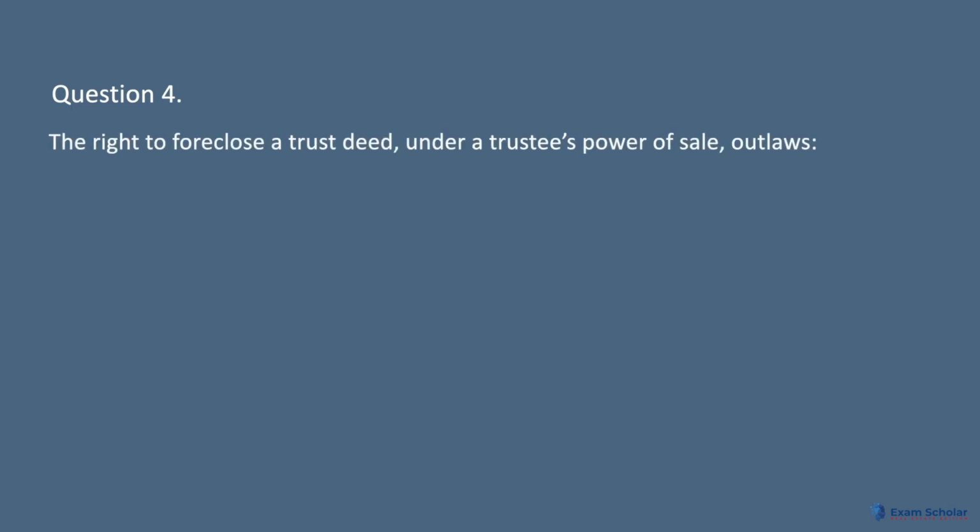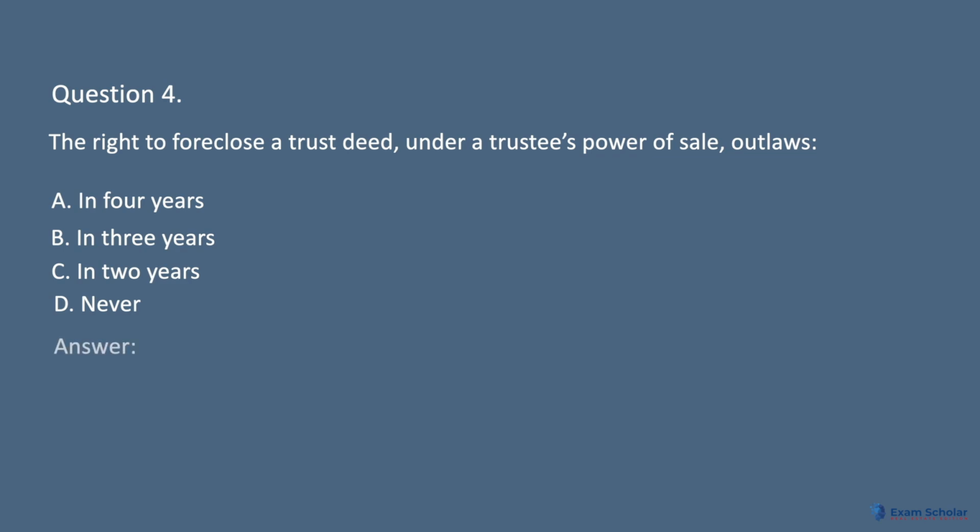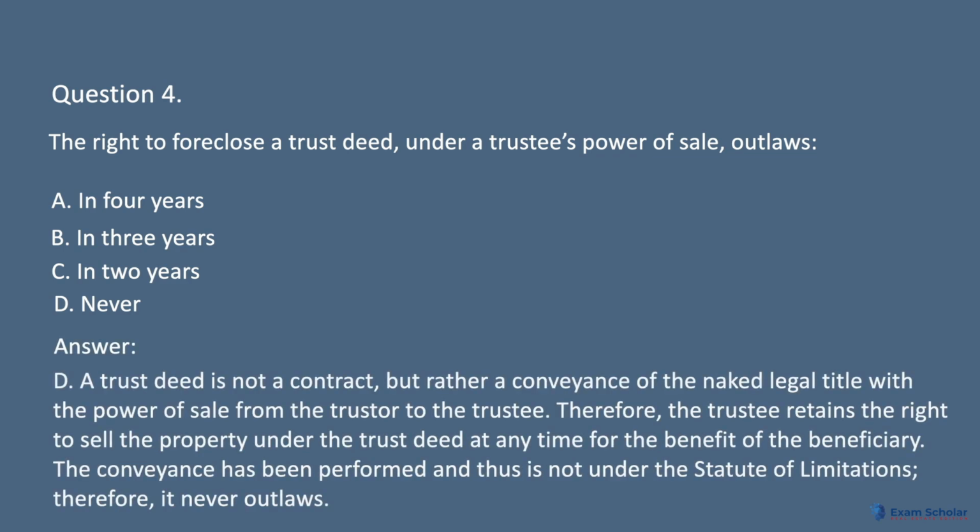Question 4. The right to foreclose a trust deed, under a trustee's power of sale, outlaws A. In 4 years. B. In 3 years. C. In 2 years. D. Never. Answer D. A trust deed is not a contract, but rather a conveyance of the naked legal title with the power of sale from the trustor to the trustee.